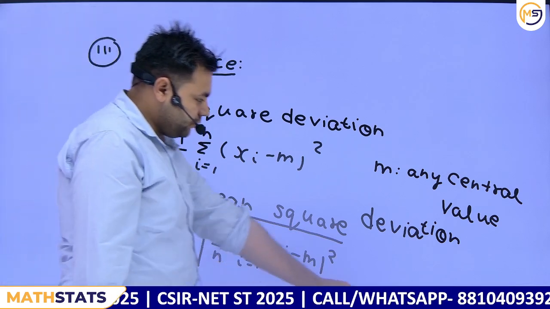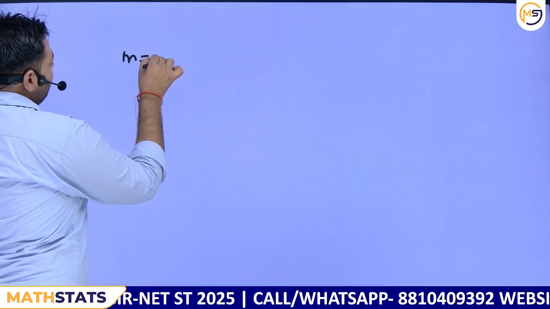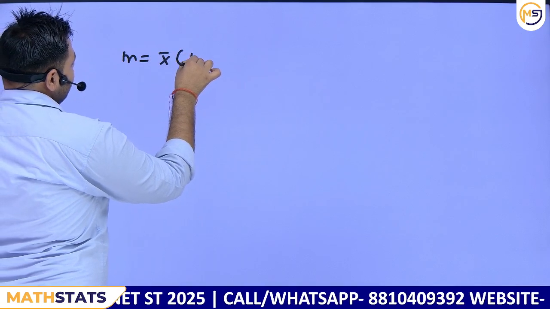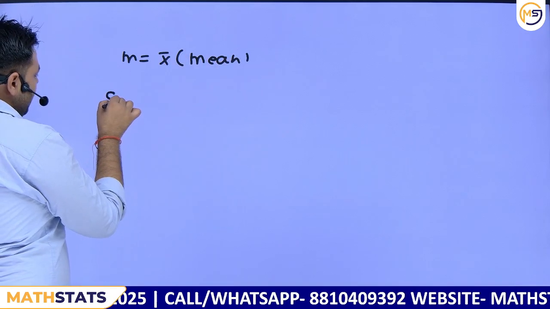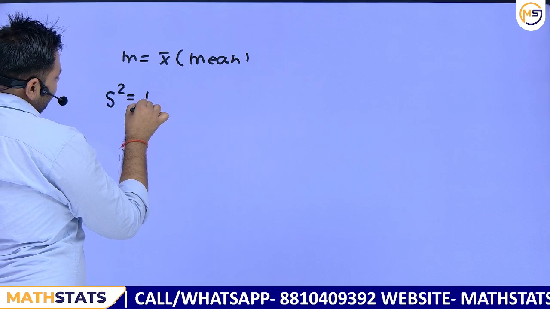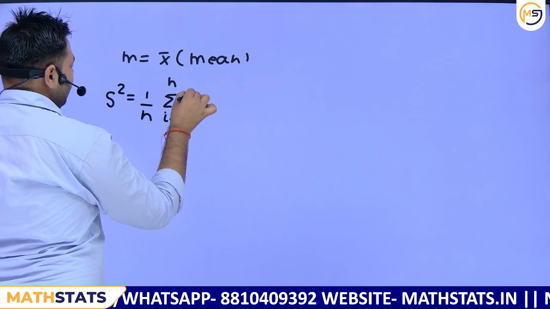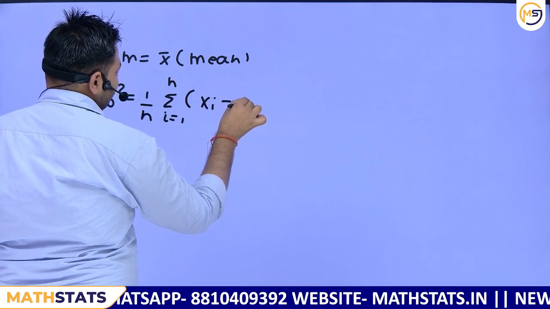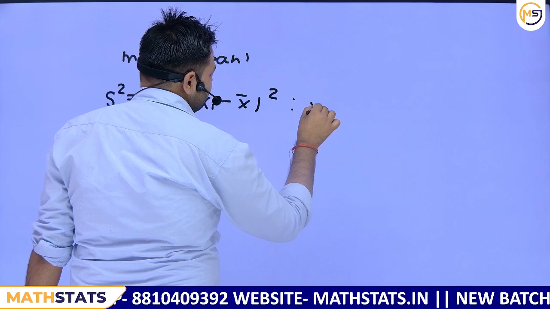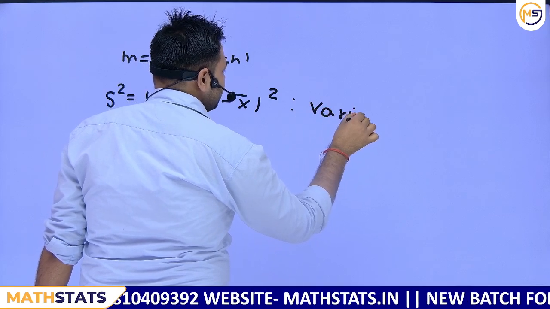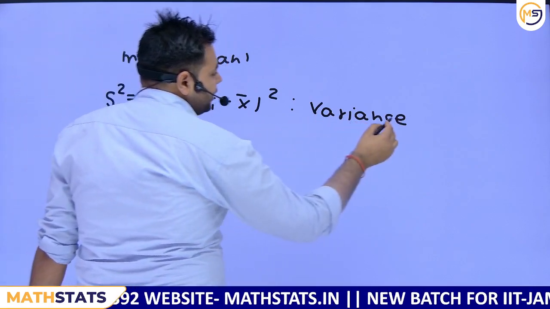Now if I put m equal to x bar, the mean of xi, then s square equal to 1 upon n summation i equal to 1 to n, xi minus x bar whole square. So this is called variance, the variance of xi. This is the formula of variance, and it is denoted by sigma square.